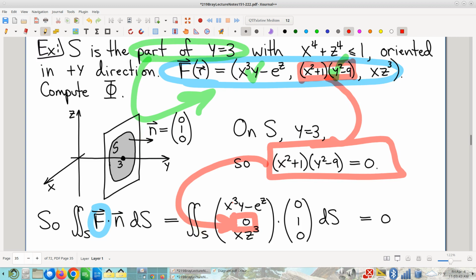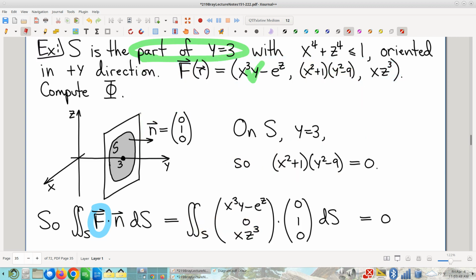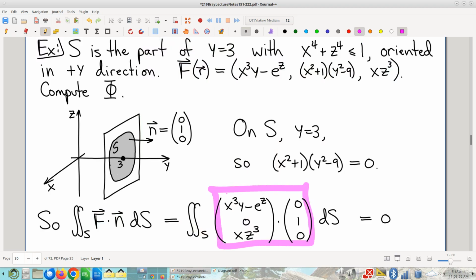And of course now it's all over but the shouting. The very last little bit here is to observe that the dot product that we have in there is in fact exactly 0, and therefore our integral is 0. Okay, so heads up, right? Always be on the lookout for this kind of thing. Very real world.